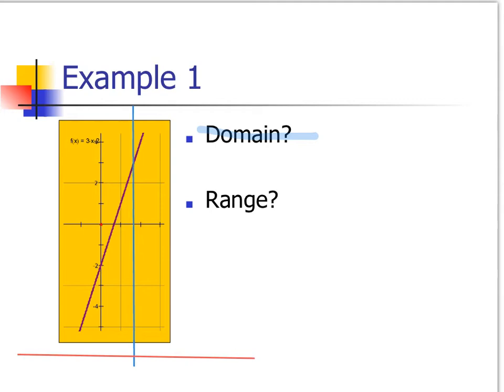And we're going to again assume that it goes off forever in that direction, and then x can be any value. So we write that as x belongs to the real numbers, or x is any real number.